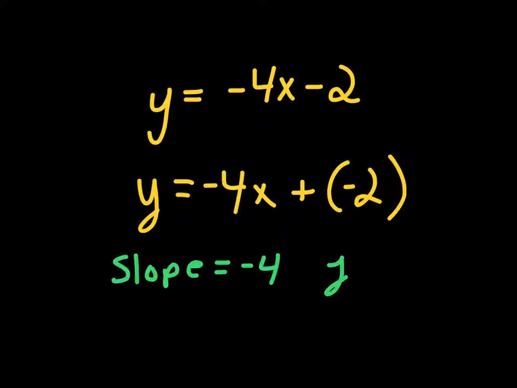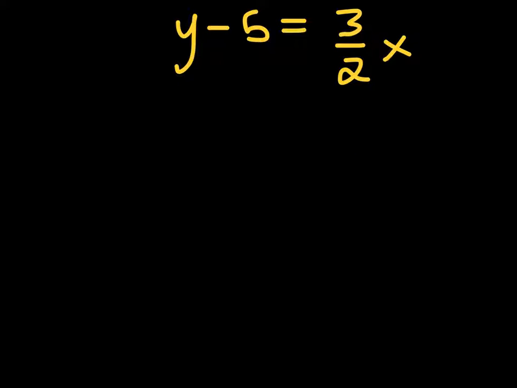The y-intercept of this line is negative 2. Simple as that. Here's another example though, but you'll notice something different about it.